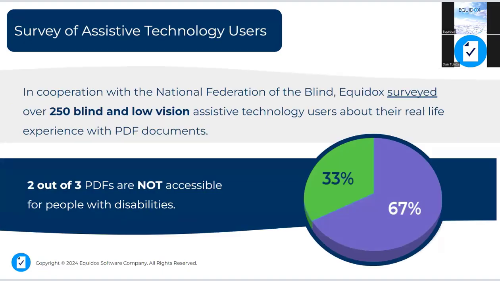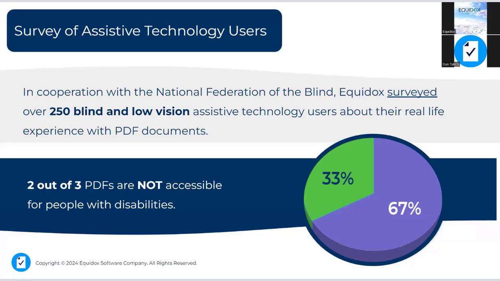Okay, so to help quantify the scale of this problem, Equidox conducted a survey in part with the National Federation of the Blind. And what we found after surveying about 250 blind and low vision people is that they're finding that 2/3 of their PDFs are not accessible. So just imagine the frustration that you would have if everything that you were interacting with on a daily basis, you couldn't read 2/3 of it. It would be extremely frustrating, and you would just be at a huge disadvantage in terms of how you go about navigating the world.